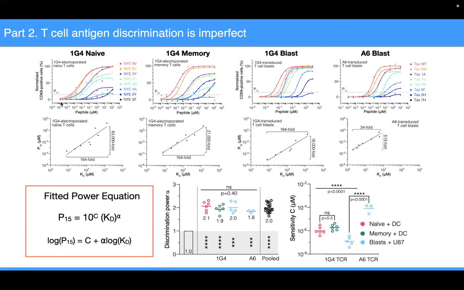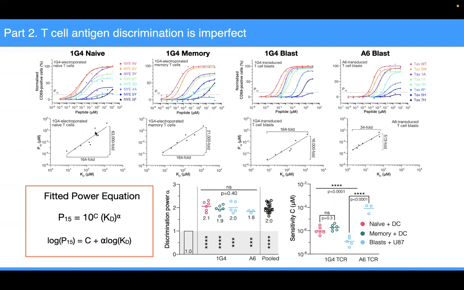And so to do that, what we did is we drew a horizontal line at 15% activation above baseline, and then simply calculated the concentration of the ligand that was required to give that response. And we chose 15% so that we could capture some of these very low affinity ligands. And so here on the y-axis, we're plotting that concentration of the peptide. And on the x-axis, we have the affinity that we've measured using a separate technique. And what we found was that if you put both axes on a log plot, there was a fairly good linear correlation.